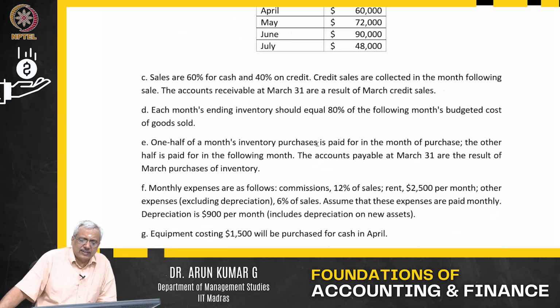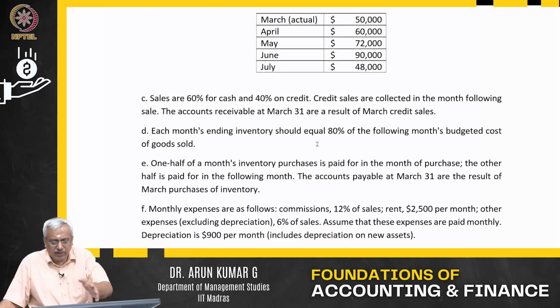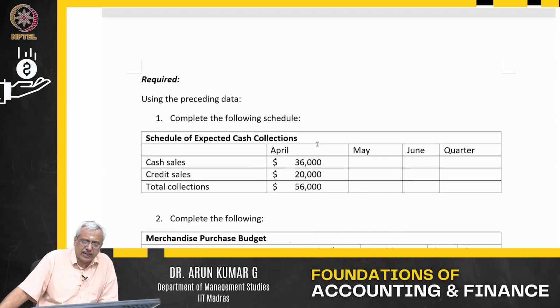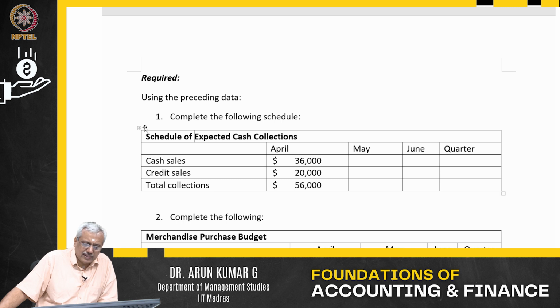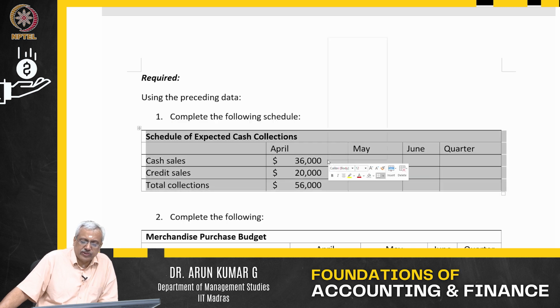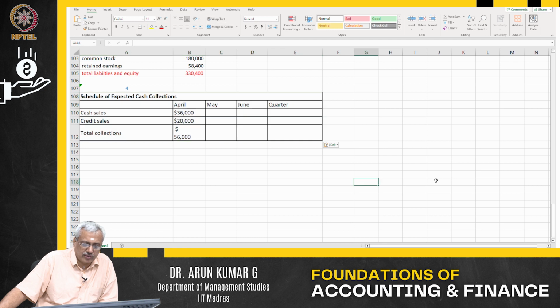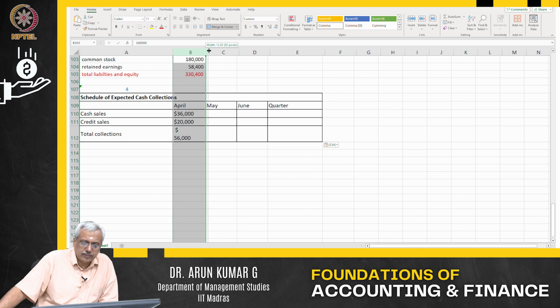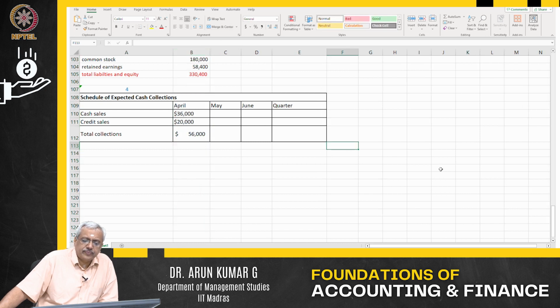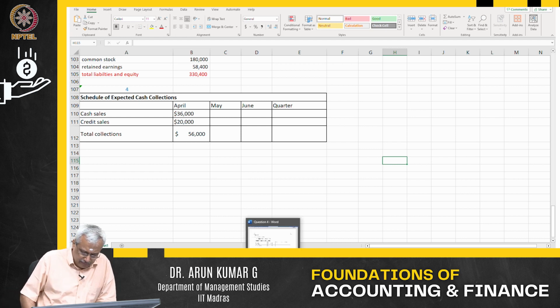Now, let's try and see if we can. I have not read this whole thing. I will be reading as we go along. Let us take this and try and see if we can compute this part of it. I'm just going to copy this and paste it in the Excel sheet so that it becomes relatively easier for us when we solve it. Now, let us look at the schedule of expected cash collections. For that, let's go back and read the problem.